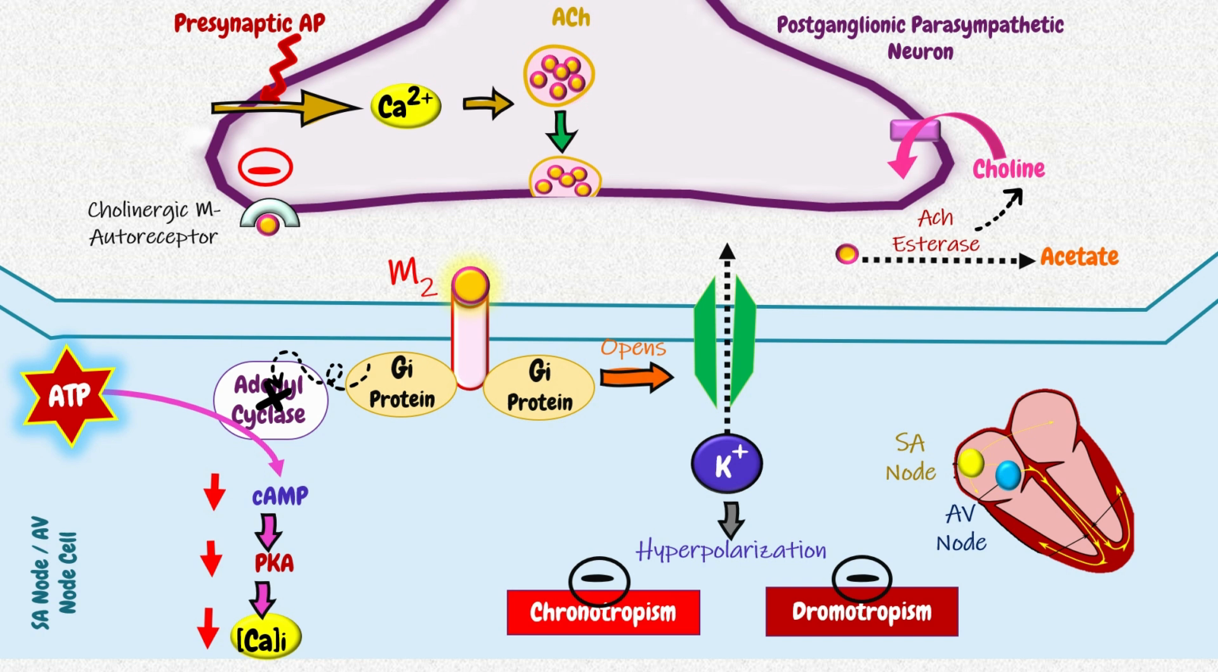This was all about acetylcholine and cholinergic transmission. In our next section, we will talk about the catecholamines, adrenergic transmission, and adrenoceptors.